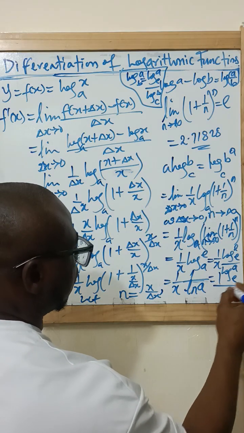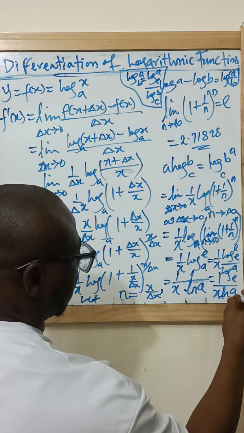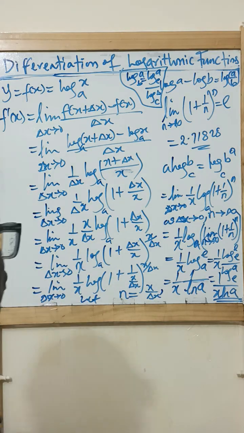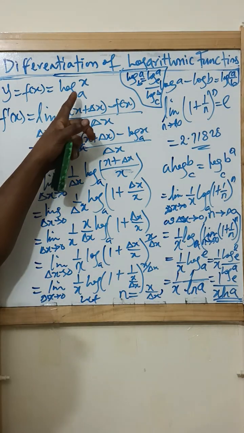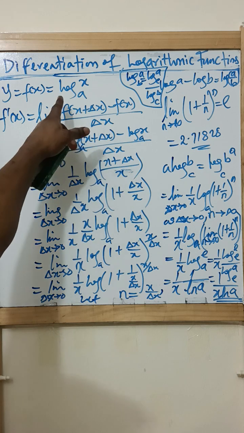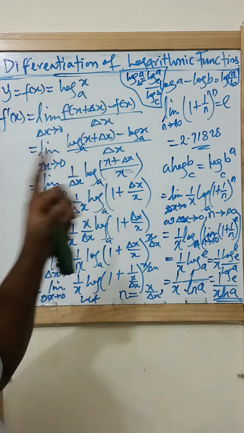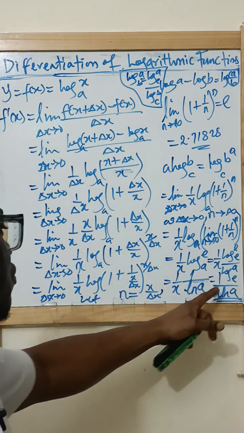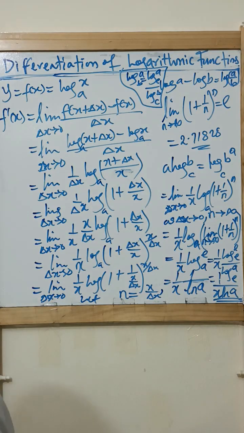So if our f of x is log x to base a, then the derivative is going to be 1 all over x ln a, right? So this is the final expression. So that's it. Thank you.